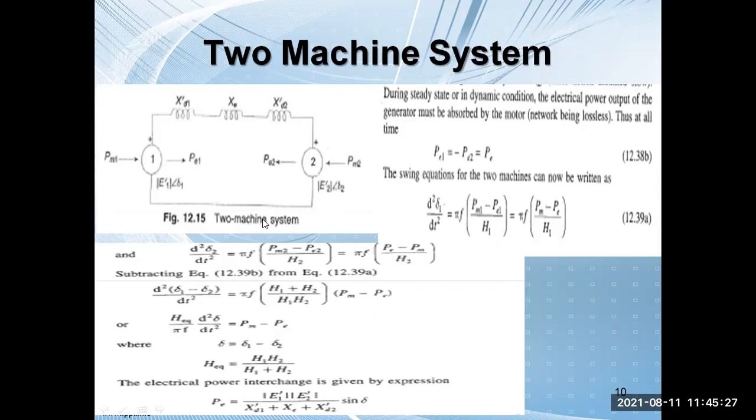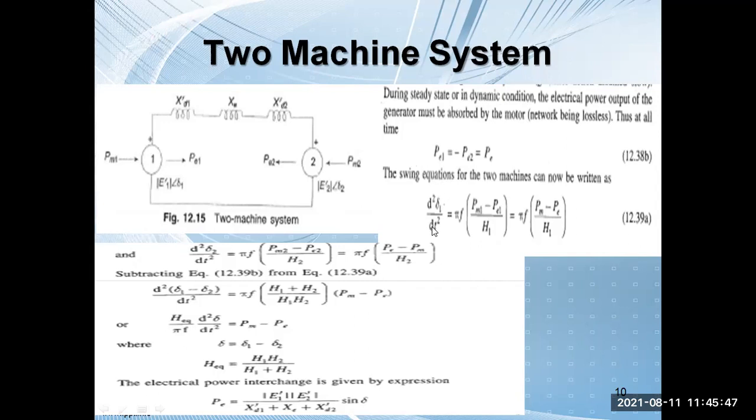Now we need to apply the swing equation. So how to apply? During the steady state or in the dynamic condition, the electrical power output of the generator must be absorbed by the motor, thus at all times P1 equal to minus P2 equal to P. So now we'll apply the swing equation for the two machine system.